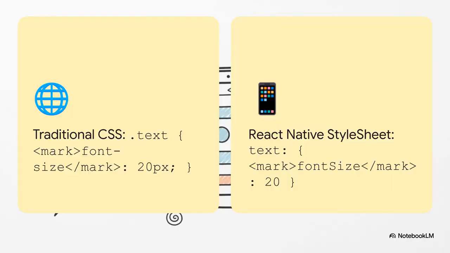Let's put these side by side because it really makes it click. On the left, you see standard CSS. On the right, the React Native style sheet version. The similarities are pretty obvious, right? Property names like font-size just become camel case, so fontSize. And the values are just numbers or strings. So if you already know CSS, this is going to feel super intuitive.